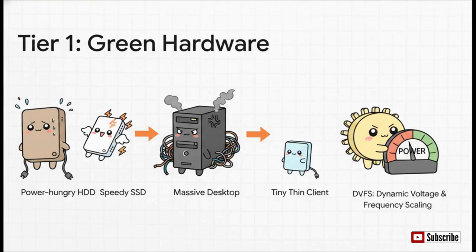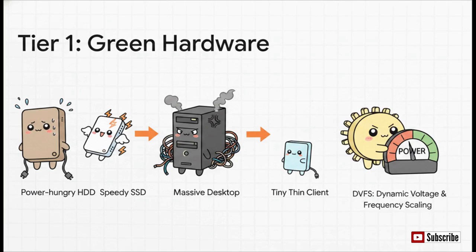When you're explaining Tier 1, your focus is entirely on physical end devices. You can highlight highly actionable steps, like replacing old power-hungry hard disk drives with super-efficient solid-state drives. You can talk about swapping out those massive energy-draining desktop towers for low-power thin clients for the staff. And you absolutely want to name-drop DVFS, dynamic voltage and frequency scaling, which dynamically adjusts CPU power based on the actual workload.